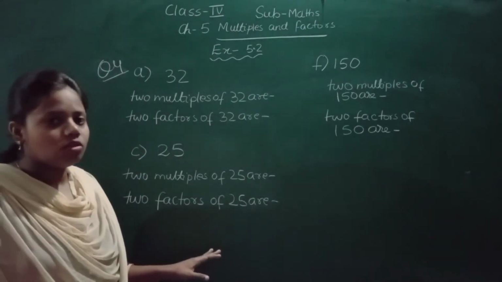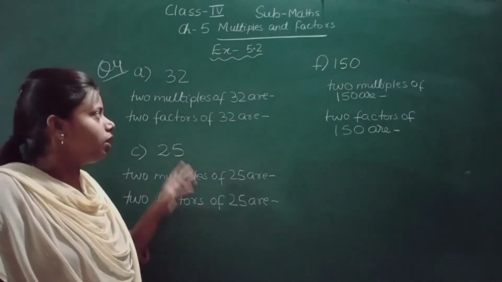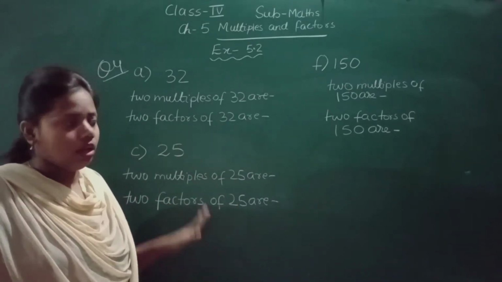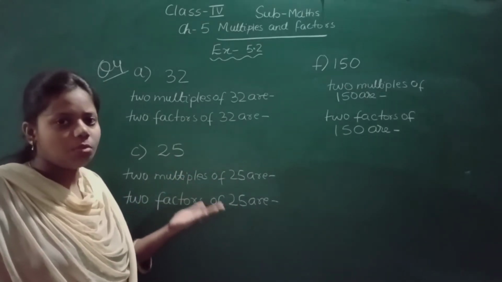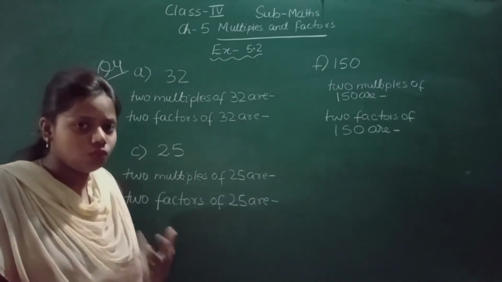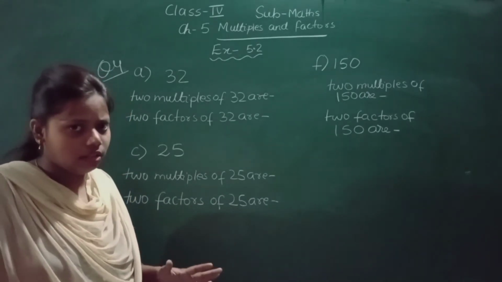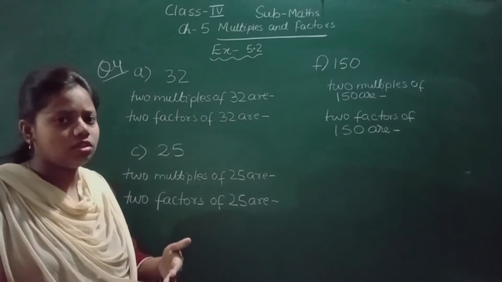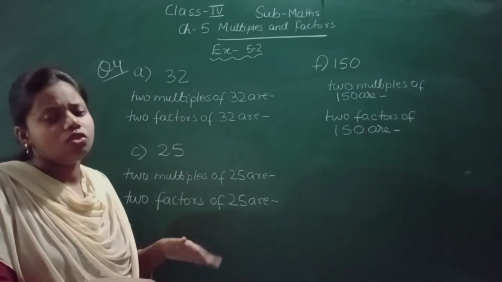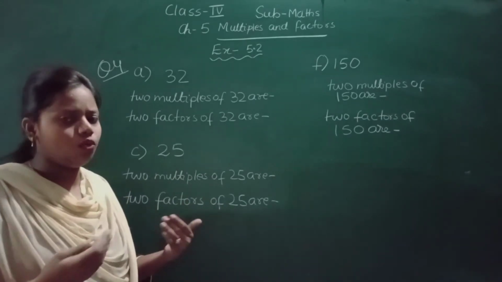Question number 4 is write 2 multiples and 2 factors of. Now see here, in question number 4 we have to write 2 multiples and 2 factors of the given number. They have not mentioned here that we have to write the first 2 multiples or first 2 factors. Okay, if they mention it, then we will write the first 2 multiples and first 2 factors. So we can write any 2 multiples, any 2 factors.